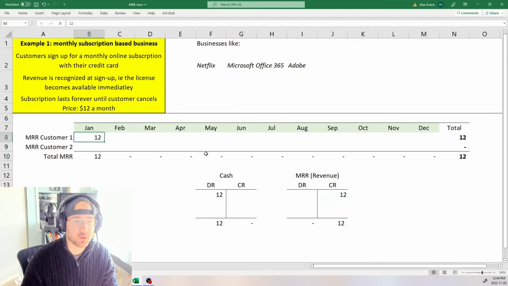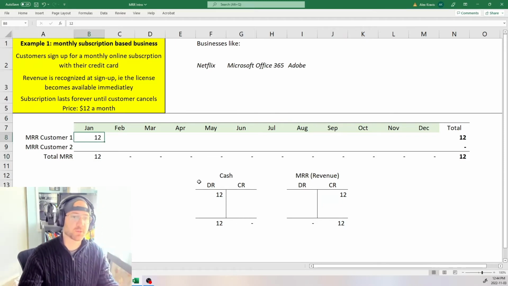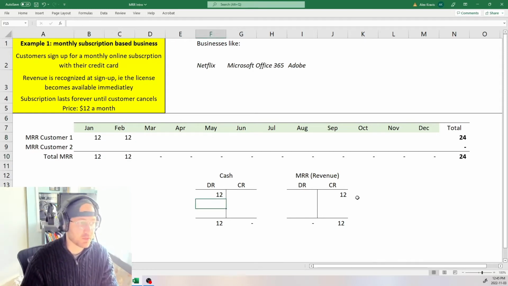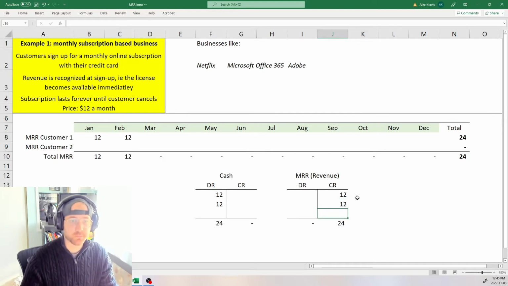Month two comes along, and the customer is still signed up on a subscription-based model. Their card gets automatically charged, and now they've got access to the next month. So they've got $12 over here. Same thing, you go over to your cash and debit $12 in cash, you get another $12. You've got $24 so far from this one customer, and you credit your MRR revenue.